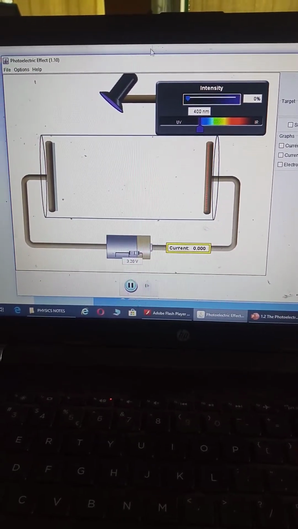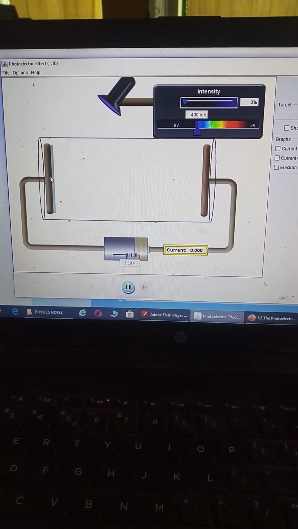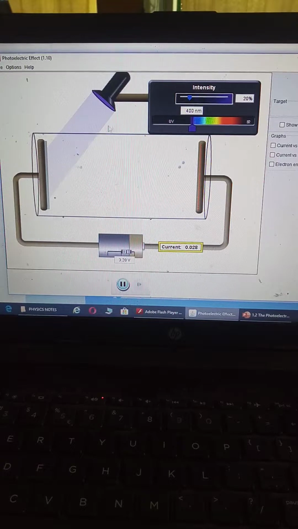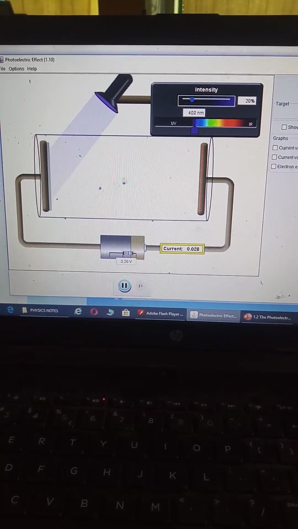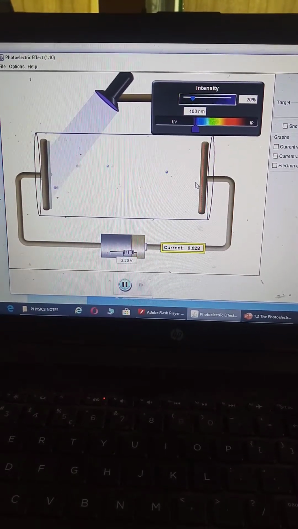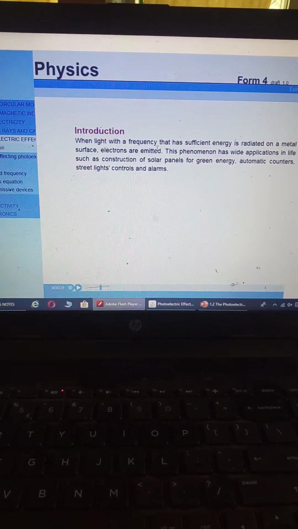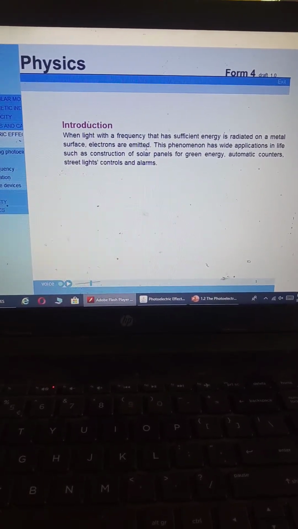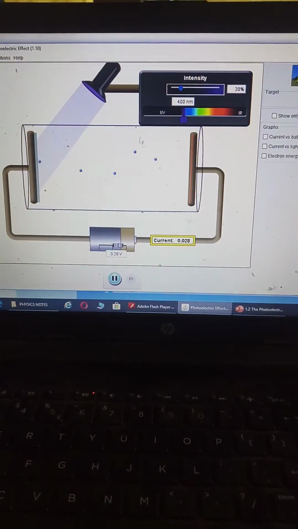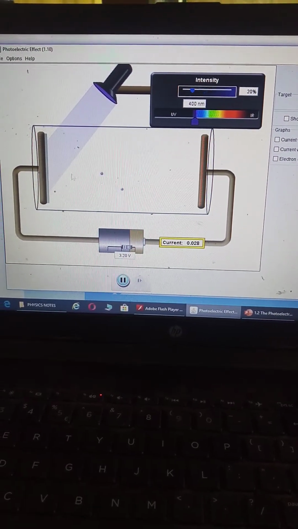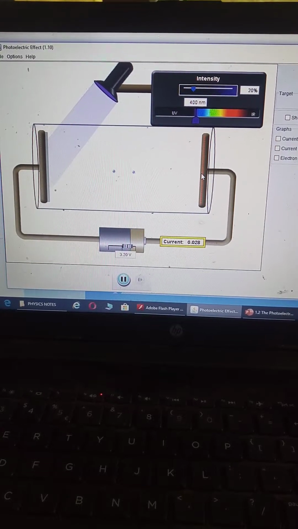But if light is incident on this metal surface, let's see what happens. We increase the intensity. You see electrons are ejected. Look at that. The electrons are emitted from here and they are accelerated towards the anode. That's what we are saying: when light with a frequency that has sufficient energy is radiated on a metal surface, electrons are emitted and they are attracted towards the anode.